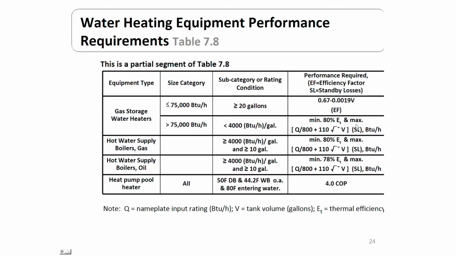So what we have on the remaining hot water heaters here is a minimum efficiency factor. This one says 80%. And then the standby loss is separate from that. It's Q over 800, Q being the BTUs per hour of rated heating capacity of the heater, plus 110 times the square root of V. Now V is the volume in gallons of the storage tank. And that is the standby loss. That's in BTUs per hour. So that's the second limitation of the capacity and the efficiency of the water heater.